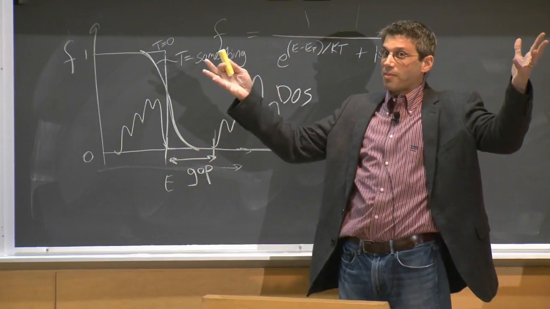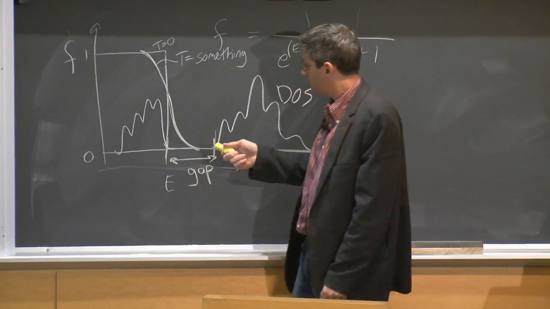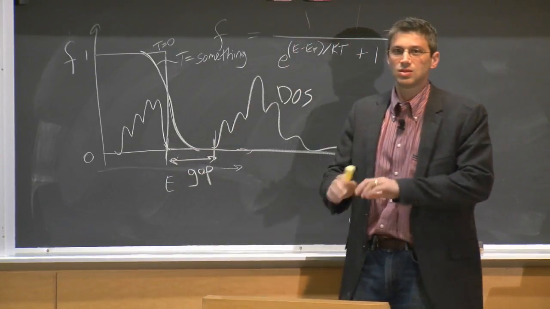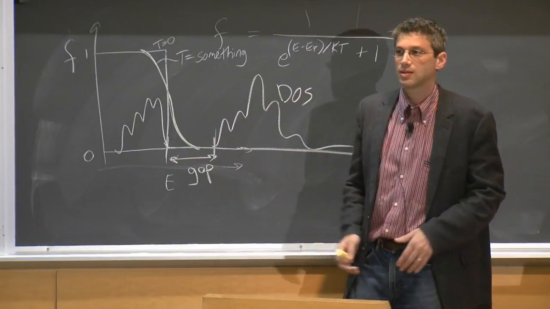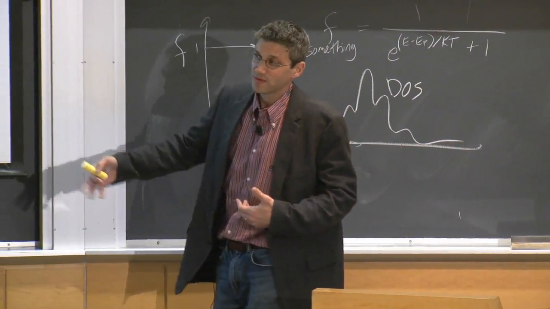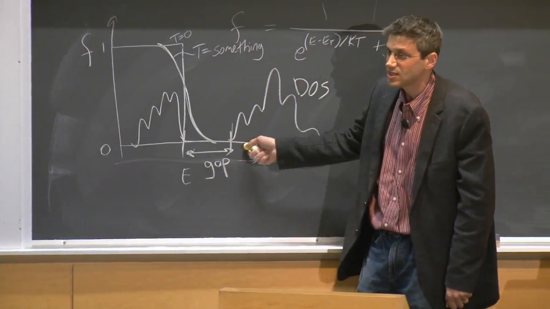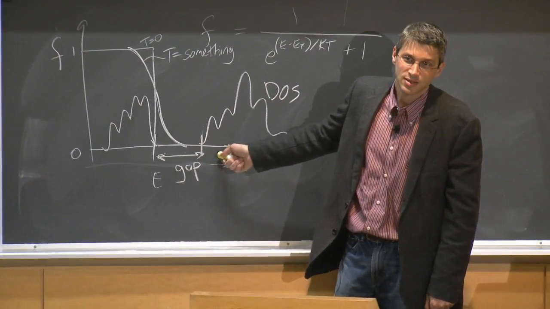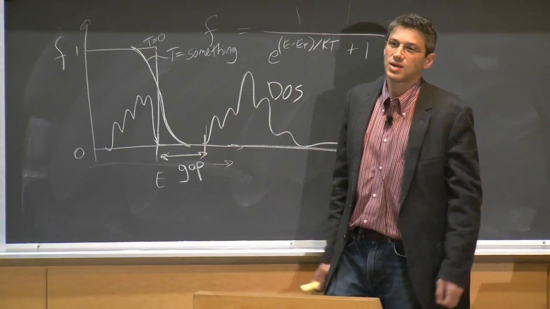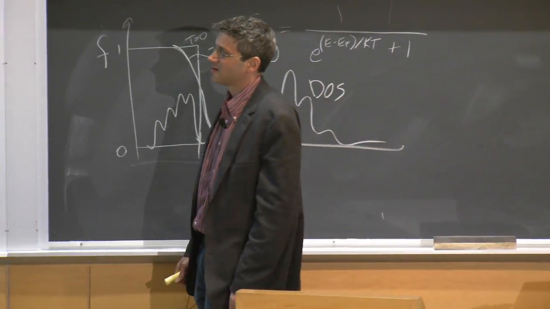We got zero probability here, man. You can't be here. So the DOS said, no states, no deal. Go away. So the Fermi function tried. It said, hey, I got enough energy from temperature to give you a few electrons. And the DOS says, I don't want them, because they're not at the energy where I've got any states, right? Now, what can I do then to populate the conduction band of silicon?